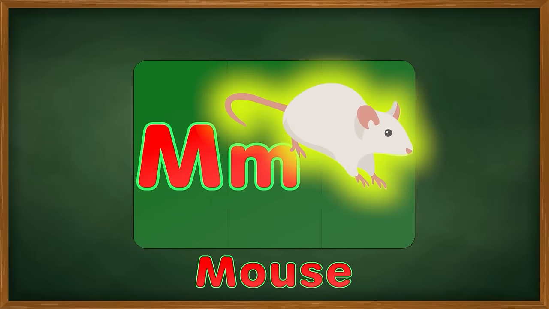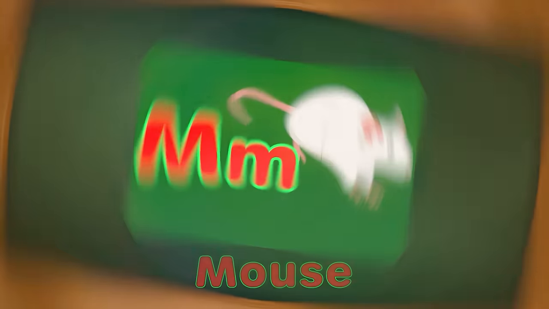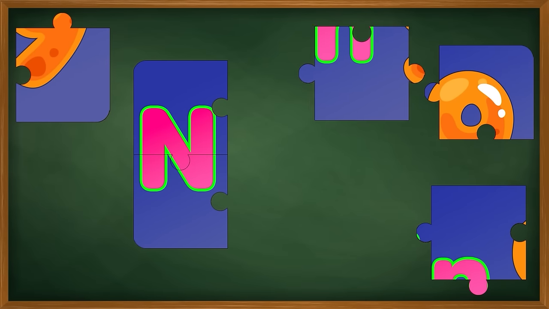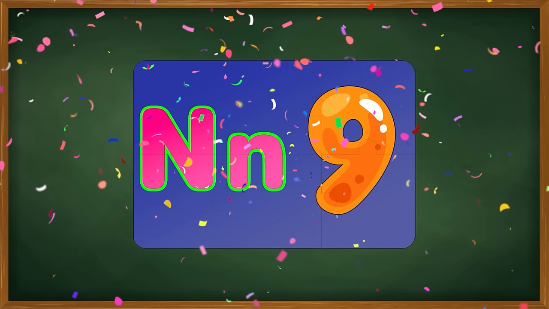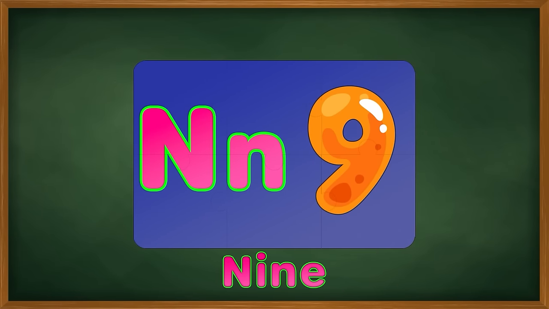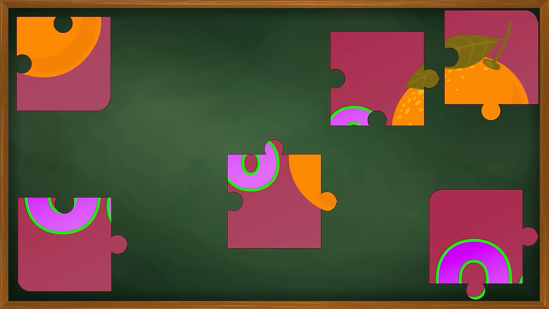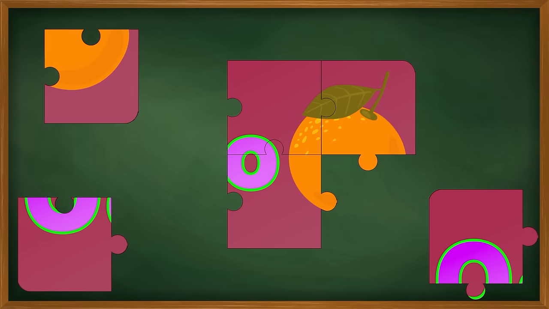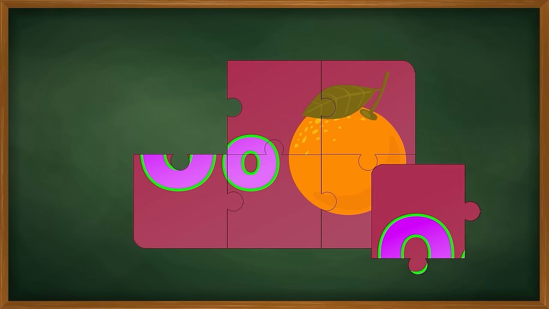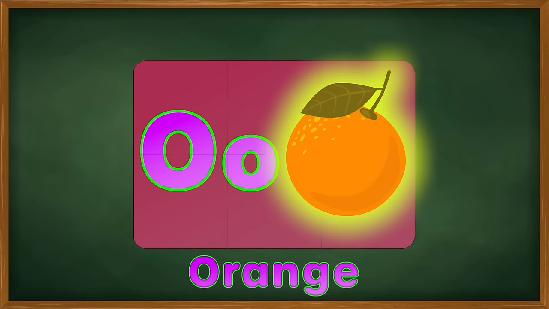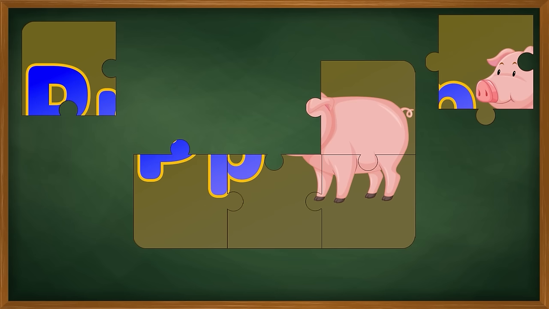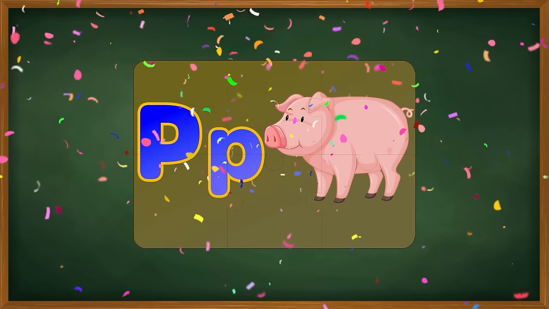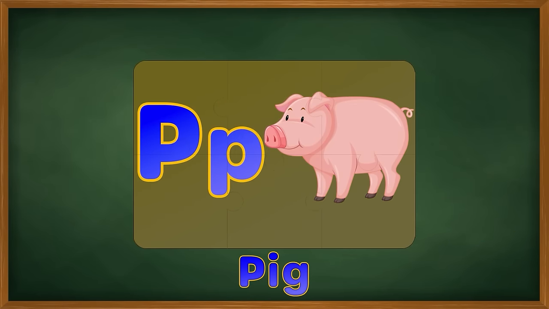M is for mouse. M, mouse. N is for nine. N, nine. O is for orange. O, orange. P is for pig. P, pig.